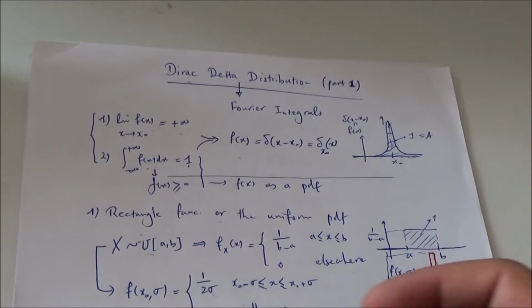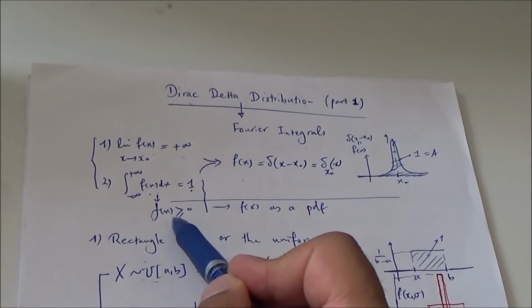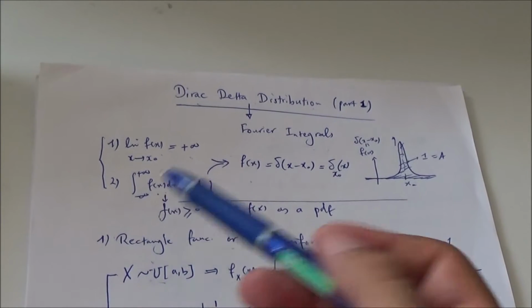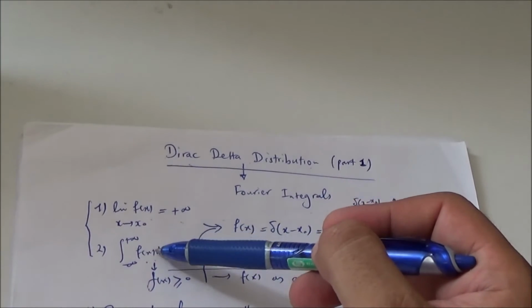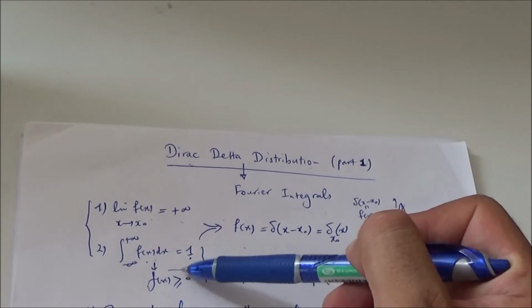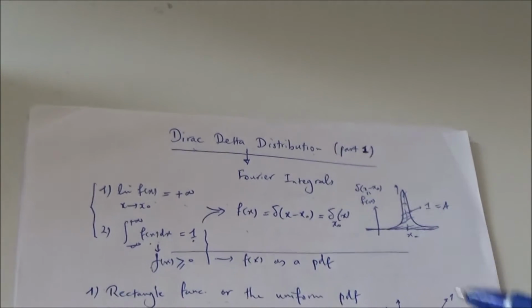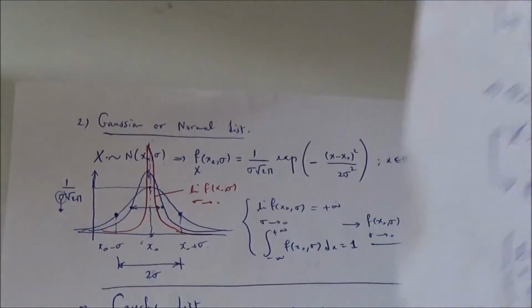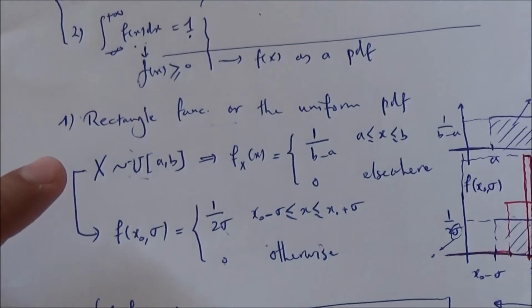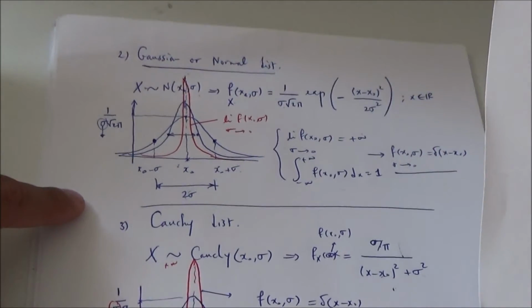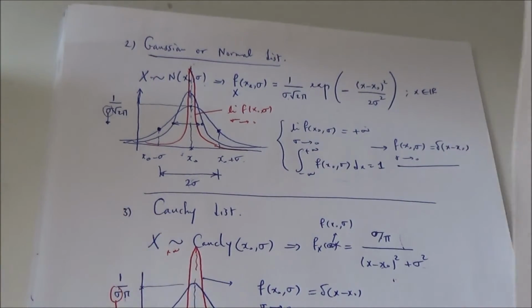And now in this video I will not consider necessarily the fact that f is positive, because there's no reason, using these two conditions, that f is also positive. No, there's no reason for that. And now I will give you another. So if you remember, the first one was a rectangle function, the second one a Gaussian distribution or a Gaussian random variable, and a Cauchy distribution.